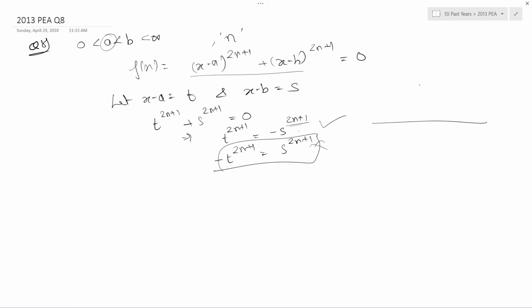Now the graph for any x^(2n+1) curve looks like this. You can imagine the x cube graph and it is going to be like that. It is crossing the origin at 0. So you have two different numbers t and s such that −t^(2n+1) = s^(2n+1). So, t^(2n+1) = −s^(2n+1).